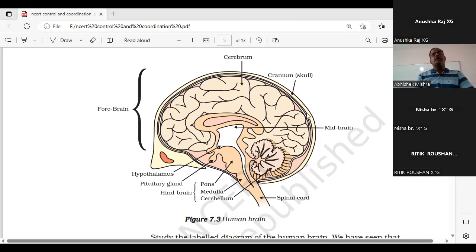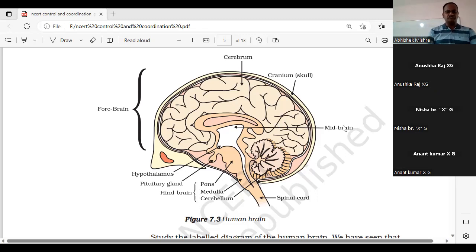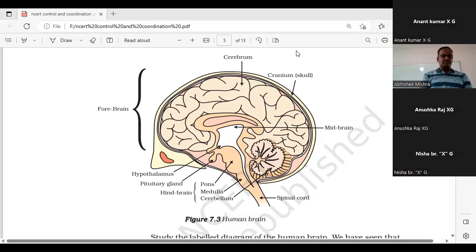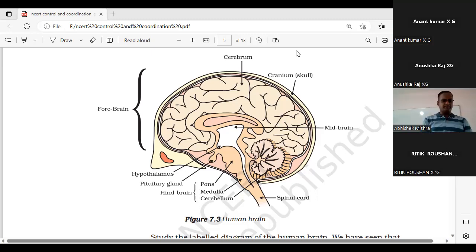Next question. Walking in a straight line. Who controls this function? Walking in a straight line. Student, no need to write in the chat box. Acha, Abhiraj has written.